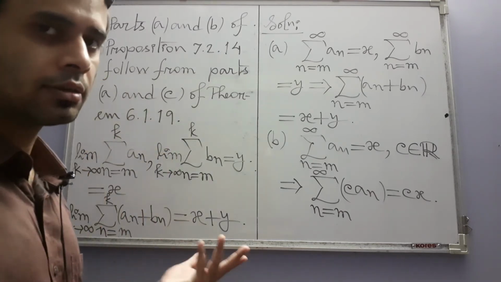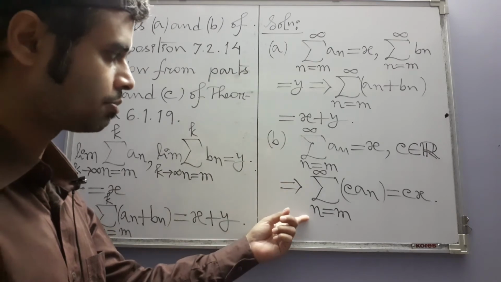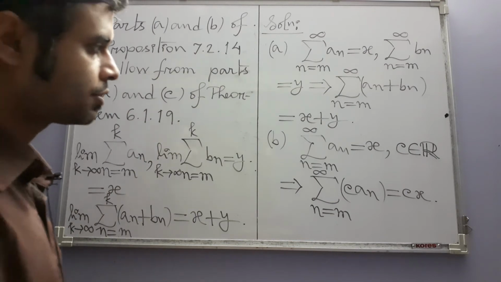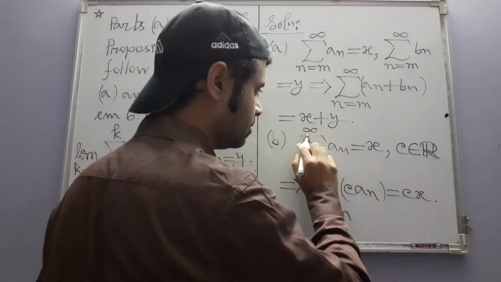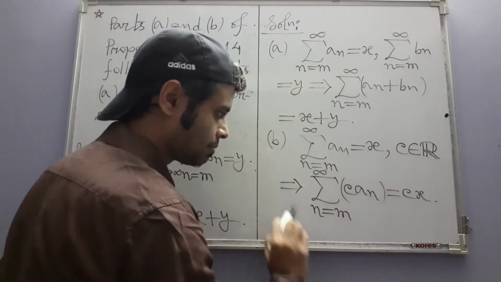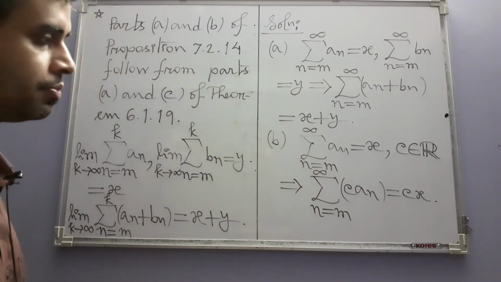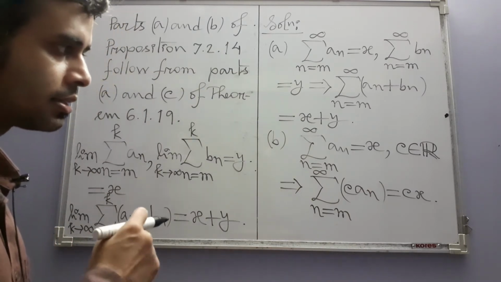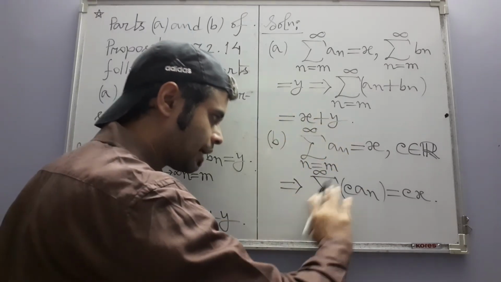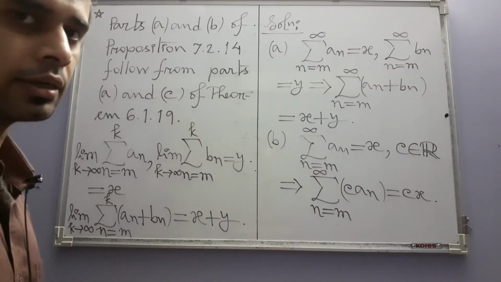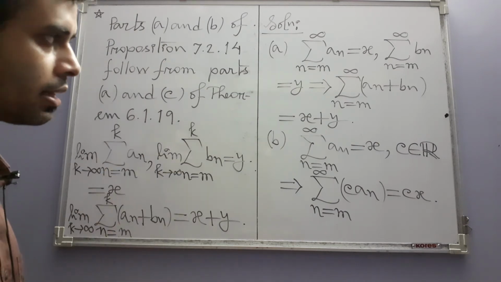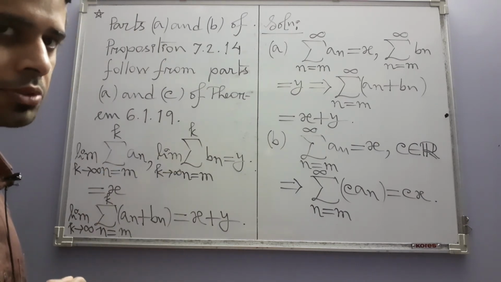And now I think you can clearly understand how one can obtain this similarly also using part C of theorem 6119. You just have to consider the sequence of partial sums of this that converges to x. So the sequence of partial sums of this series, the second one, whose terms are c times the corresponding terms of the sequence of partial sums of this, that also converges, and its limit is cx. So that's why the second series sums to cx. That's just it. So these are the first two parts of our proposition.